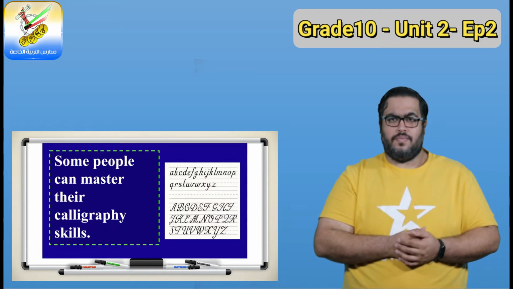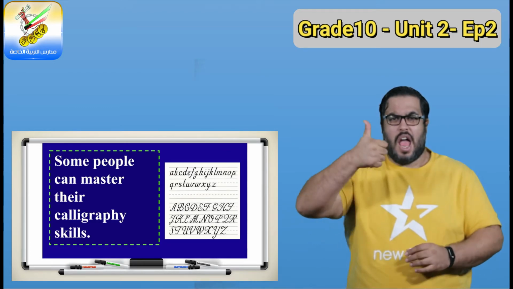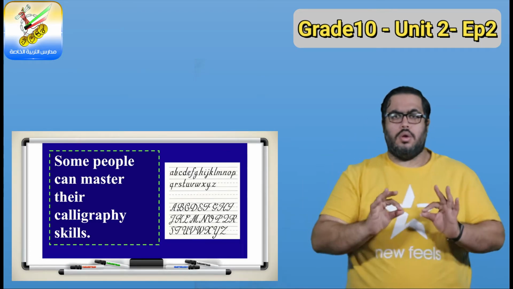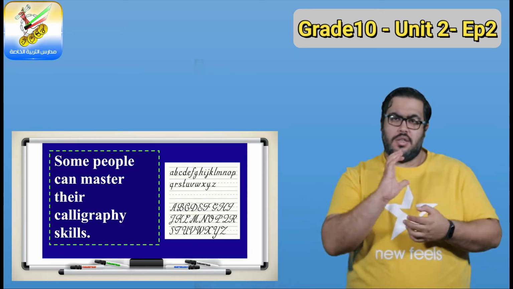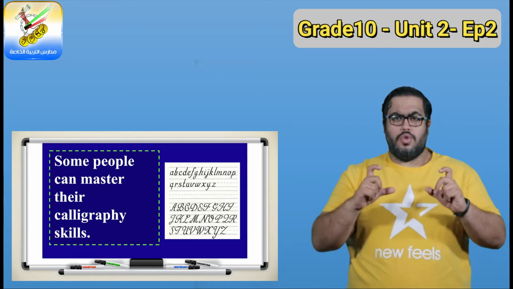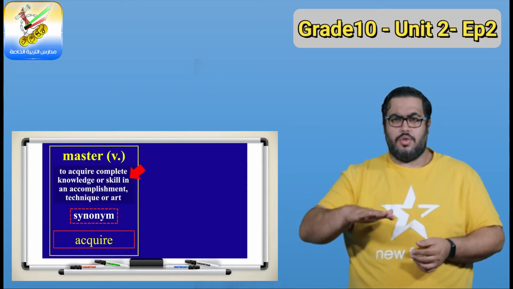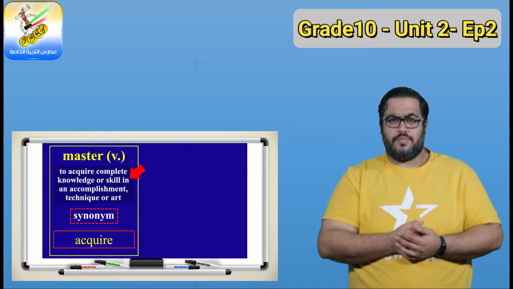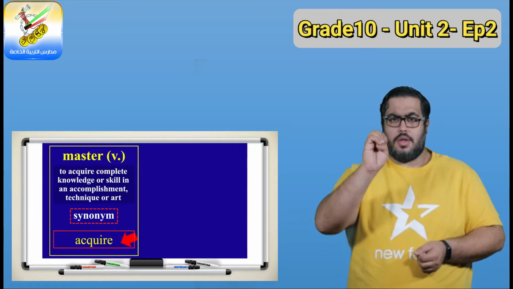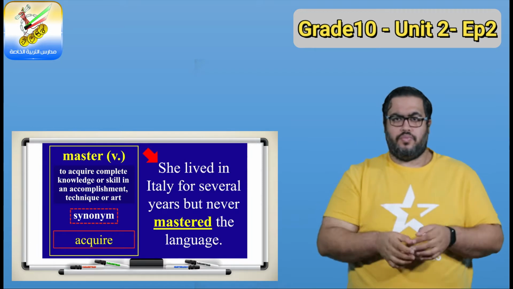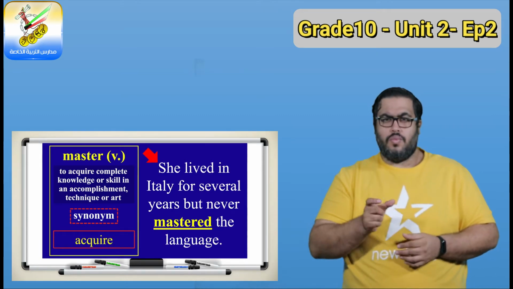Some people can master their calligraphy skills. Just like the image you see here, we've also tried to learn this in elementary school, did we not? When it comes to the English language. So here we have two items. We have master. It's a verb, and it means to acquire complete knowledge or skill in an accomplishment, technique, or art. Another word for master is acquire. For example, she lived in Italy for several years, but never mastered the language.